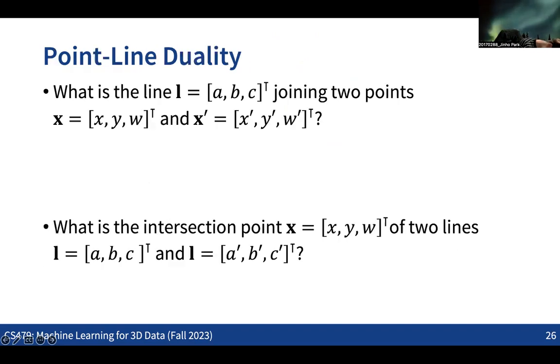Then the question is, let's think about these two cases. When we represent all the 2D points and also the lines as 3-dimensional vectors like this, how can you compute the line which joins these 2 points? When you have 2 points here, if we want to find the line that passes through them, how can you calculate this line? And also the other way around: when you have 2 lines like this, there should be a point here. How can you find the intersection point of these 2 lines?